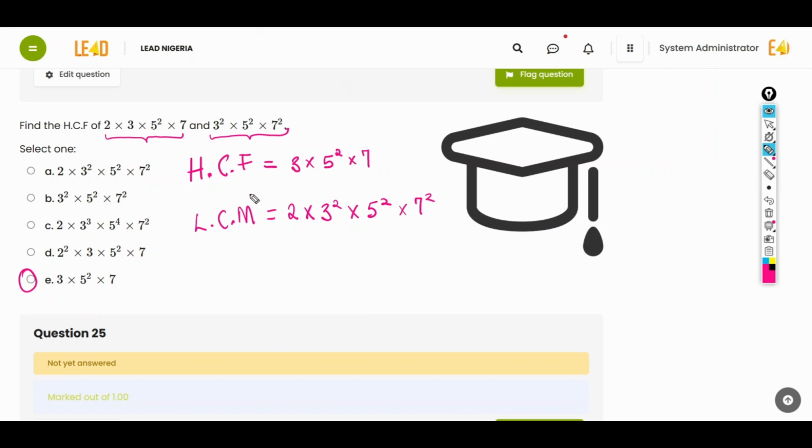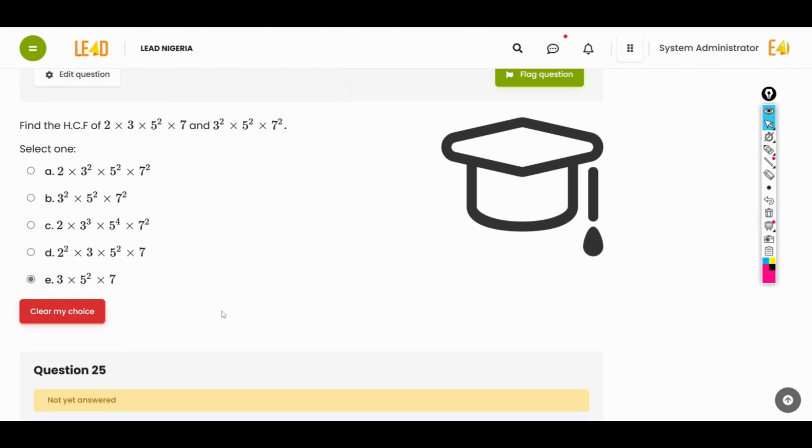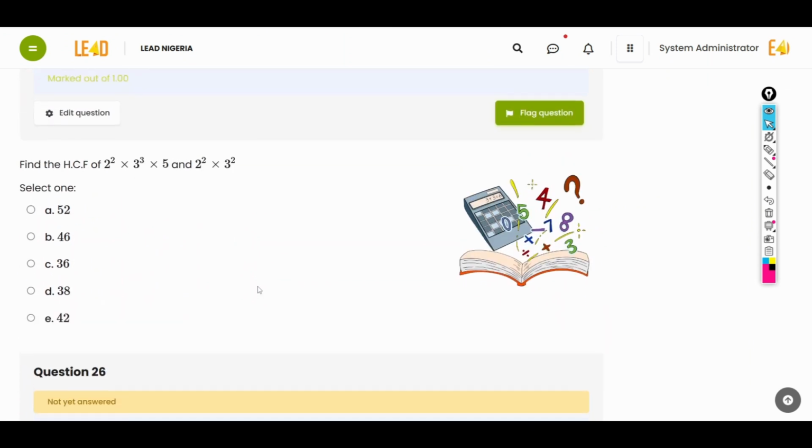Let me write this. For LCM, we look for at most. For HCF, we look for at least. That's when you have it in this exponent form. But the correct answer for HCF is E. All right, so moving on.